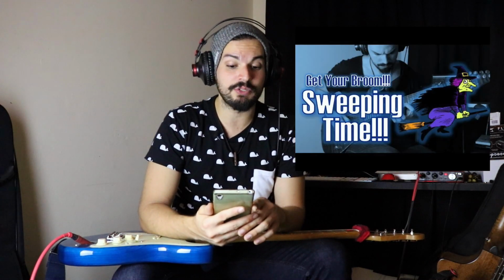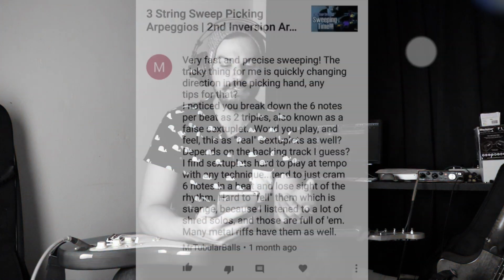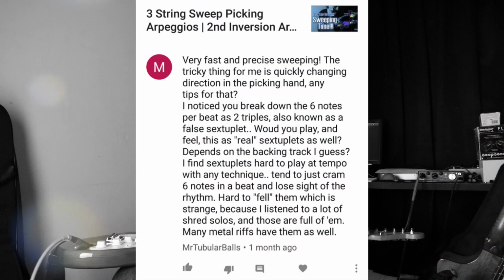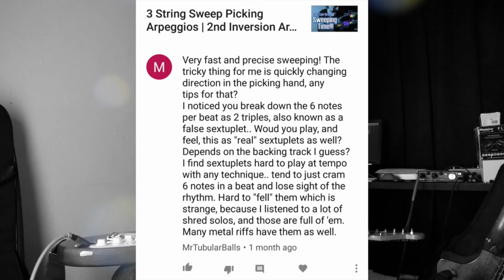Now the last question comes from MrTubularBalls in my 3-string sweep picking arpeggios video. Now he says, very fast and precise sweep picking. The tricky thing for me is quickly changing direction in the picking hand. Any tips for that? You notice you break down the 6 notes per beat as 2 triplets, also known as a full sextuplet. Would you play and feel this as real sextuplets as well?